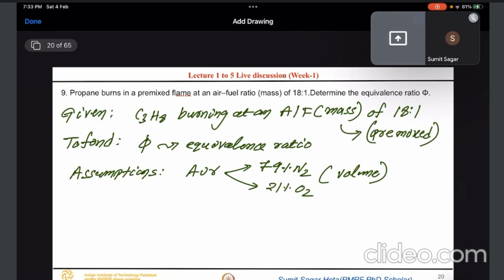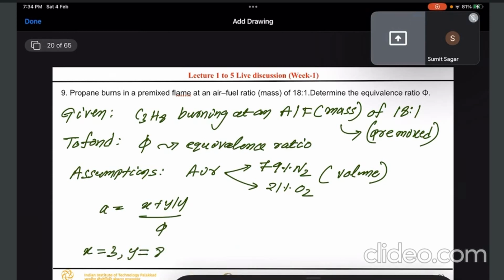Now, what is A? Already mentioned. Now, here I am telling that X3, Y8. Here we have to assume what phi is. We assume that phi is, for example, 1, because we don't know exactly the value of phi. So we let it be 1 and then we calculate. This is the approach you should know.